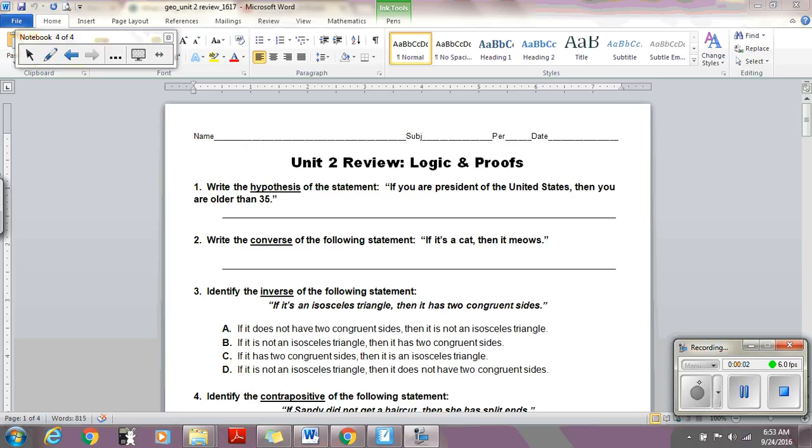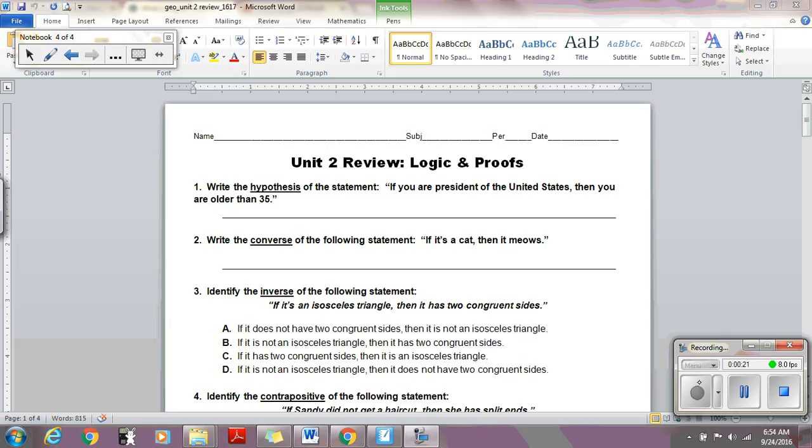I will work through the Unit 2 review with you all. So please bear with me as it might take a minute to explain most things. So it might be very lengthy. But in Unit 2, we talked about logic and proof.